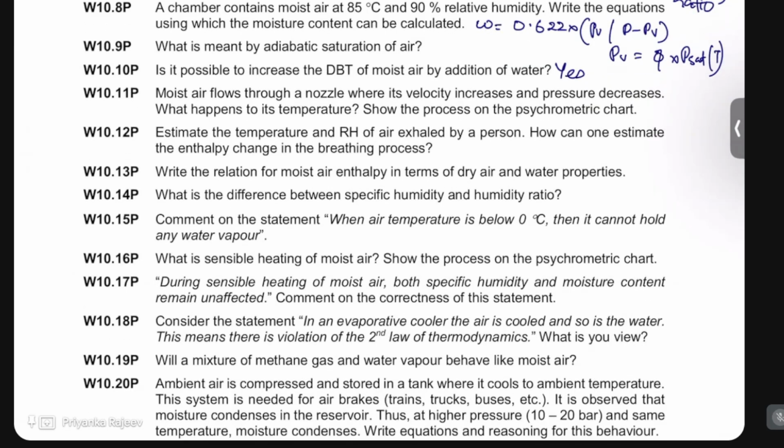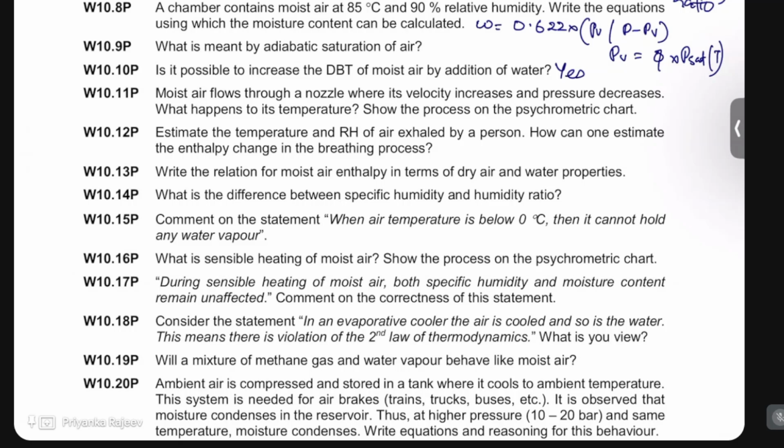Write the relation for moist air enthalpy in terms of dry air and water properties. Okay, so moist air enthalpy will be H equal to H dry air plus W times H w, where dry air enthalpy is found by Cp of dry air times temperature, and water vapor enthalpy will be Cp of water times temperature plus hfg. Okay, that is how you will be finding it.